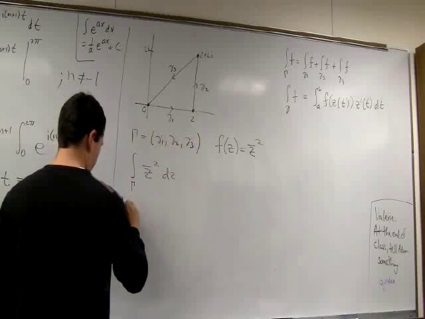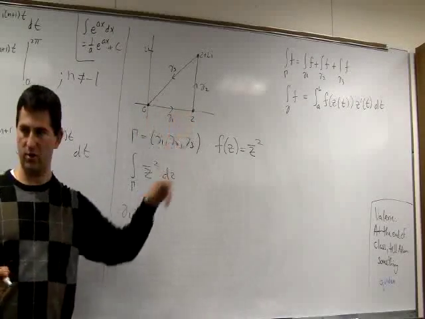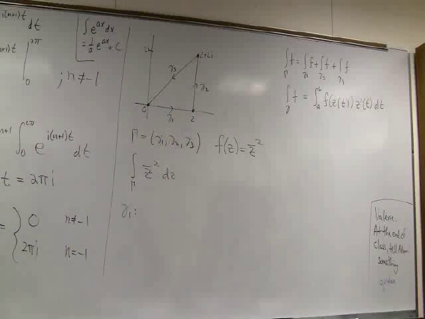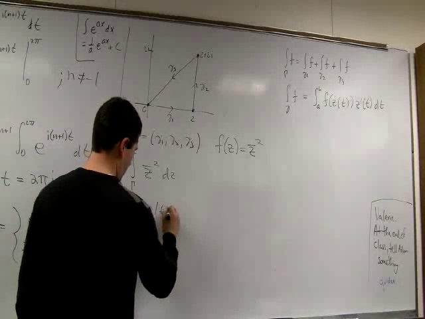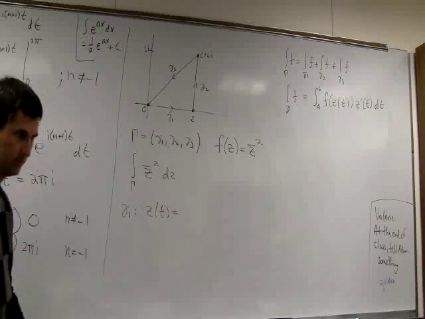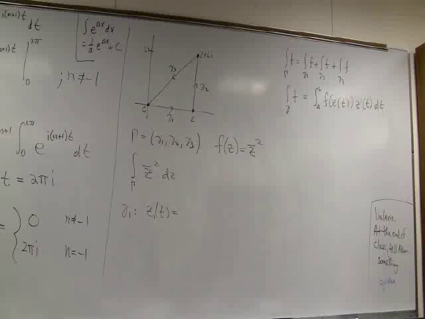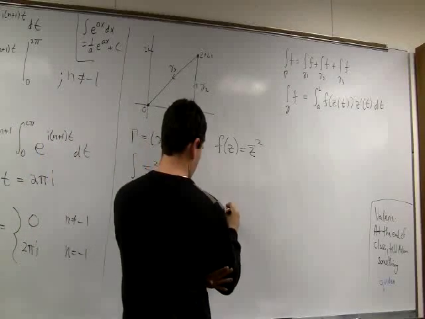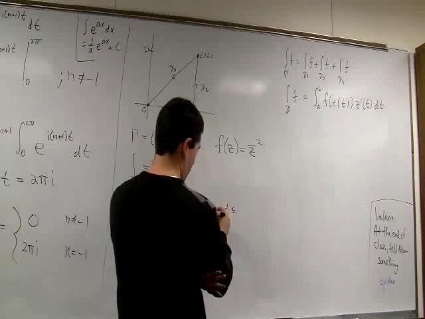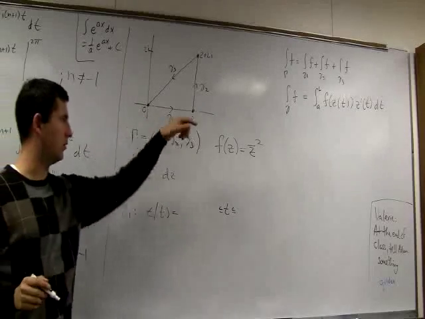So let's find parameterizations. For gamma 1, what is going to be a parameterization for this thing? Well, it's going to look like z of t equals something. Let me call it z1 just so that in the end we don't get confused with our z's. Then we're going to have to write t less than or equal to, and put stuff on the ends. So how do we parameterize this line segment from 0 to 2?